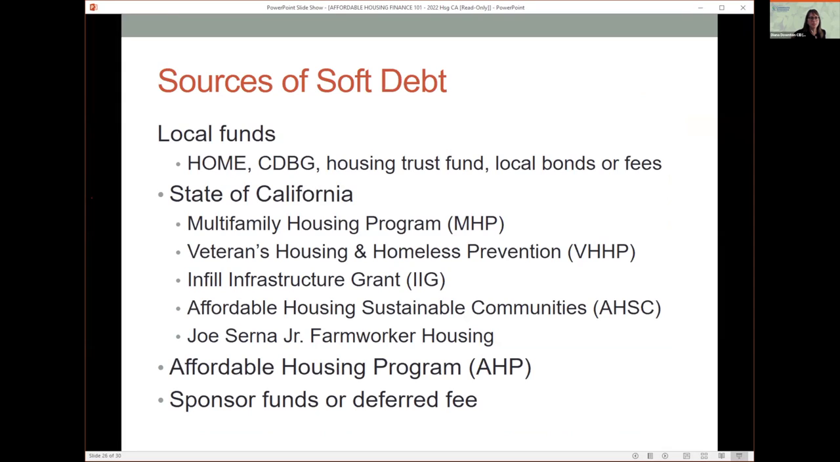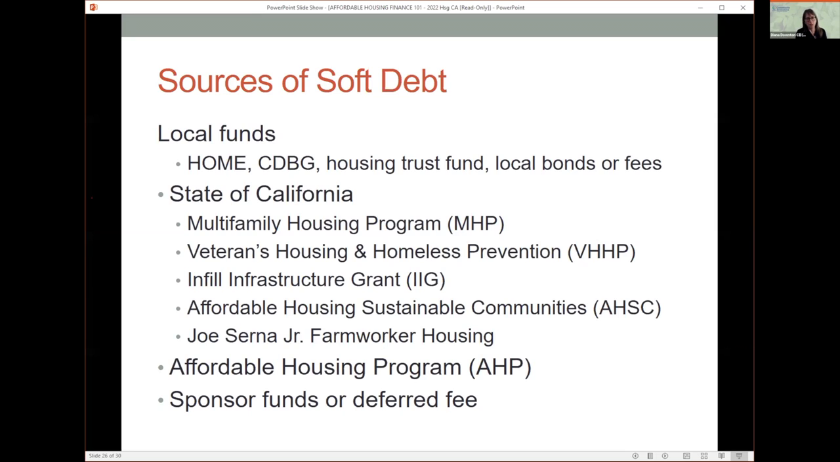So some of these gap financing sources could be your local governments, your cities and counties. They may have HOME or CDBG, local housing trust funds. There may have been a local bond or fee that is creating some sources that they can provide. Then the state of California Department of Housing and Community Development has a laundry list of programs, the multifamily housing program. I won't read all the names, but they have a number of programs. They have a website that has a lot of information.